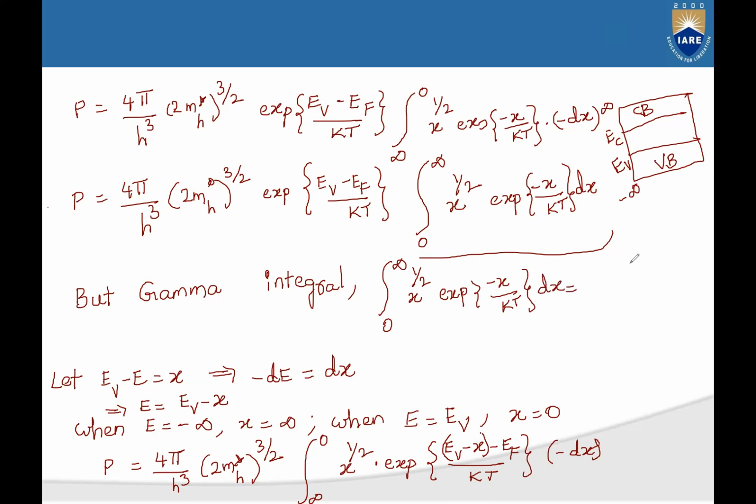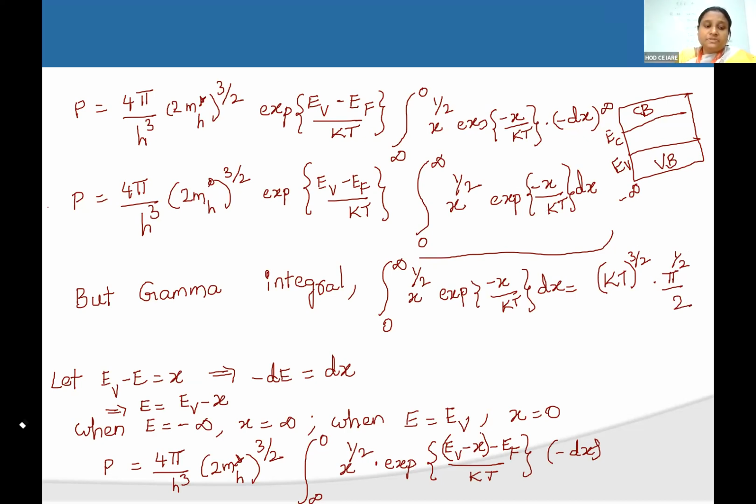See your notes. What is the value? I told you that it's a standard integral. So its value is (kt) whole to the power of 3 by 2 into pi to the power of half by 2. Okay, so this value we are going to substitute here.